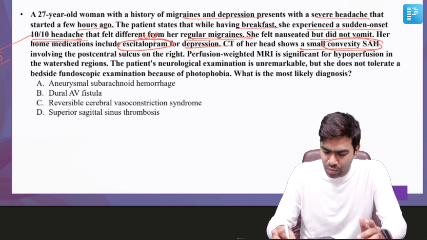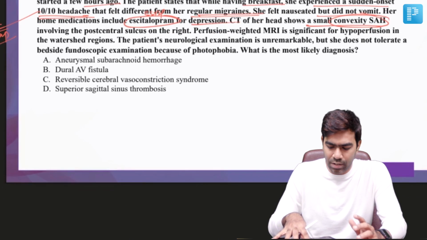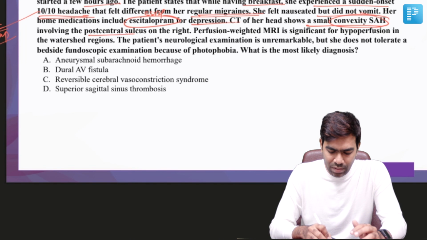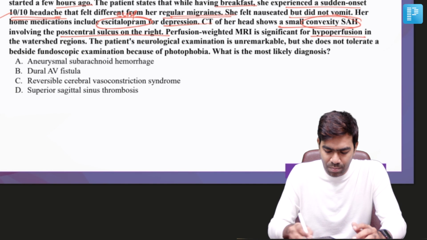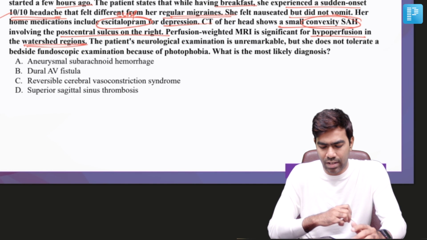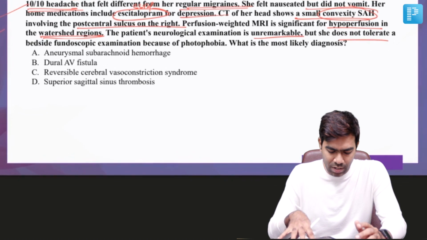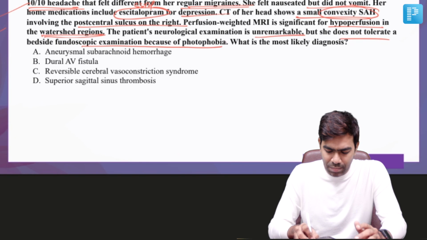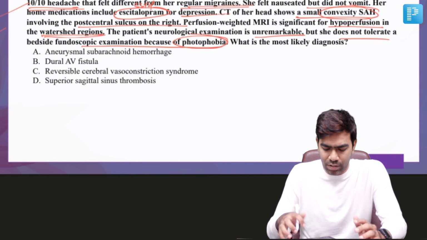This is a very useful point, because convexity subarachnoid hemorrhages are classical for one particular disease. We will see what that is, involving the post-central sulcus on the right near the parietal lobe. And perfusion-weighted MRI is significant for hypoperfusion in the watershed regions. The patient's neurological examination is unremarkable, but she does not tolerate a bedside fundoscopic examination because of photophobia. That may be due to meningeal irritation because of subarachnoid hemorrhage.